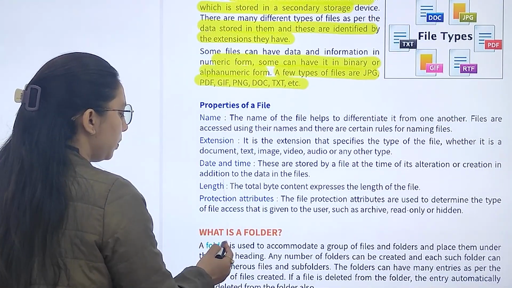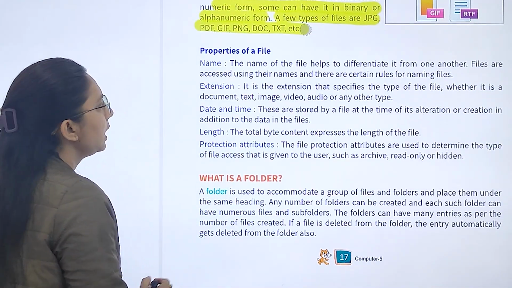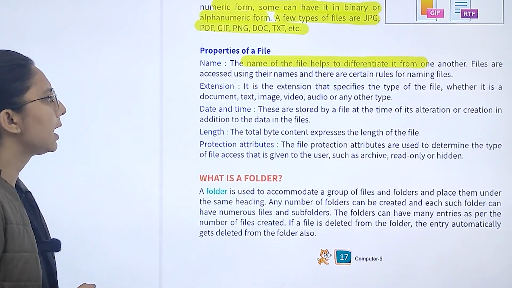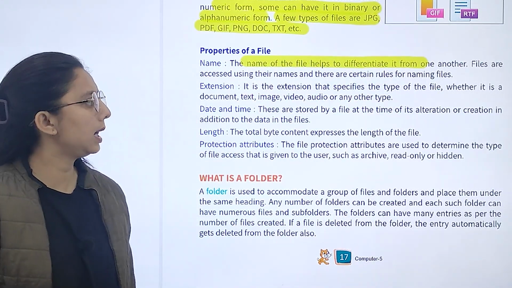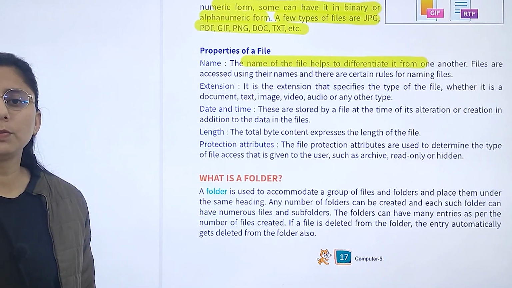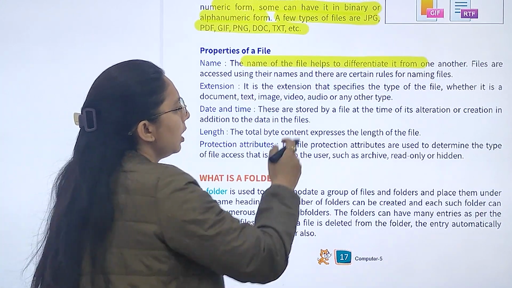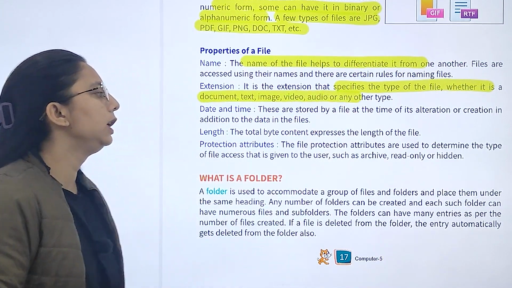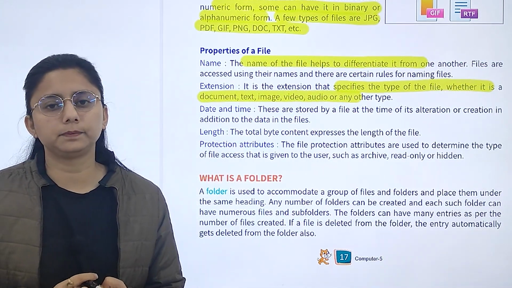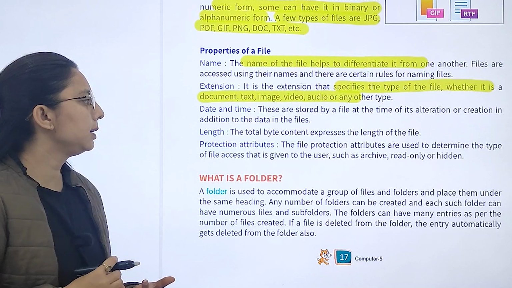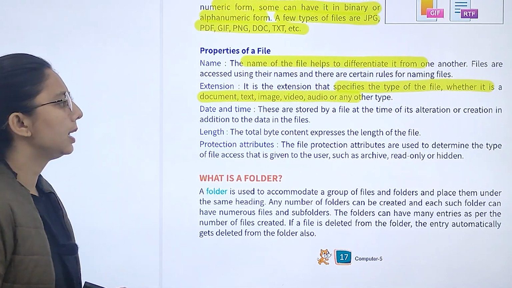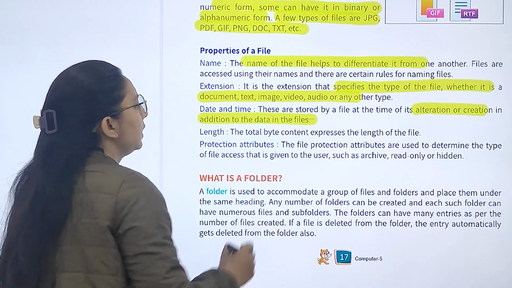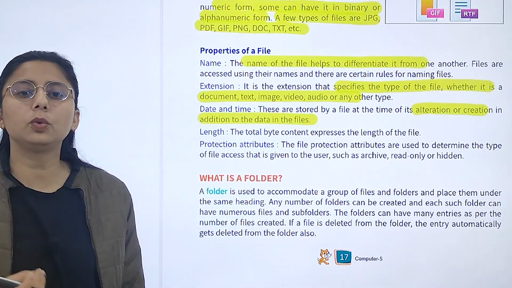Now, let's study the properties of a file. So we have name. The name of the file helps to differentiate it from one another. Files are accessed through their names and there are certain rules for naming files. Then we have extension. It specifies the type of file, whether it is document, text, image, video, audio or any other type. Next is date and time. These are stored by a file at the time of its alteration or creation, in addition to the data in the file. Now length, it is the total bytes.